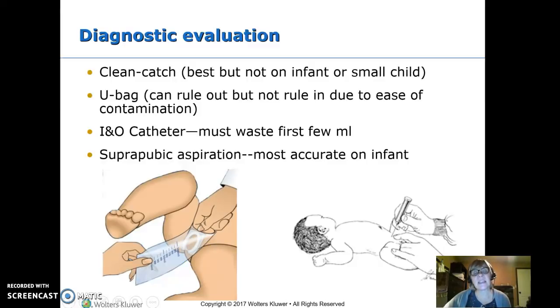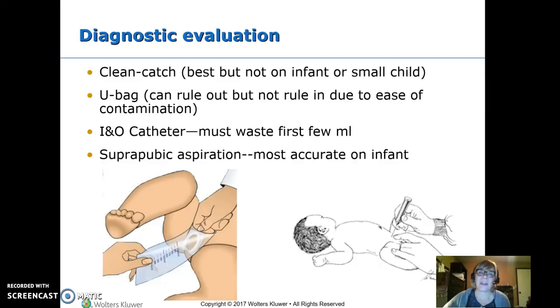If nothing is in there, nothing grows, we can rule out that they have a UTI. But if something does grow, we can't be sure whether that was a contamination from the skin or was in the urine. So it can be helpful to rule out, but it can't rule in some of the problems. So in and out catheter, just like that clean catch, it's ideal to waste the first few mLs and then collect it.